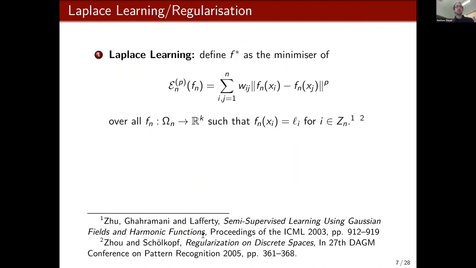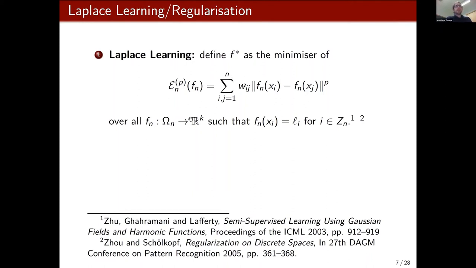Okay, so mathematically, the way we do this is to look at minimizing an energy. The energy we look at minimizing is the following. We're looking for the function f_n, and we define this energy as being the pairwise difference to some pth power weighted by the edge weights.